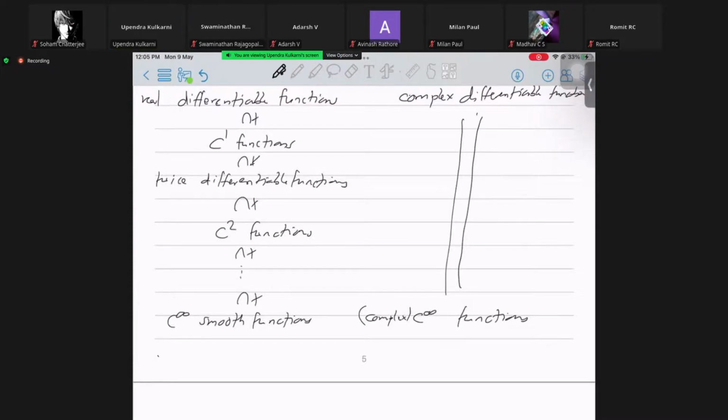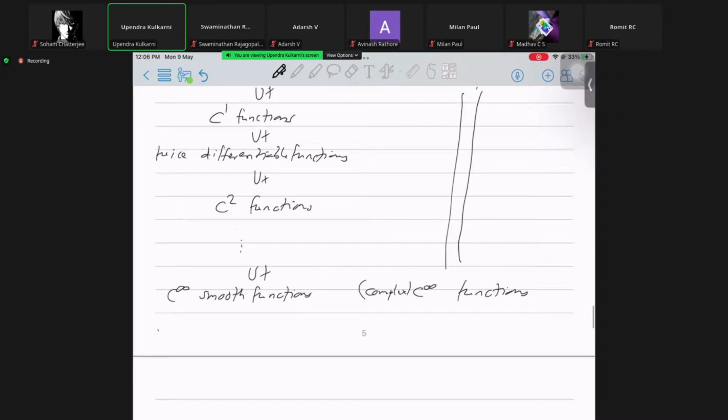Sir, in the hierarchy for real functions, shouldn't the inclusions be reversed? Oh, sorry. Yes, thank you. So it's implications, right? So this is strictly a subset of, and strictly a subset of. And now here I have real analytic functions.